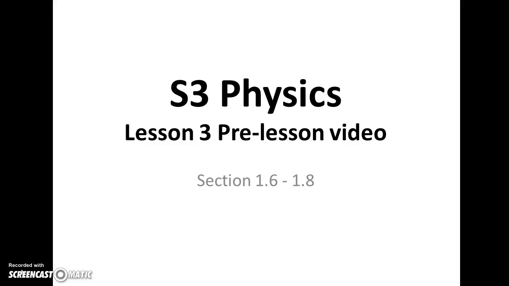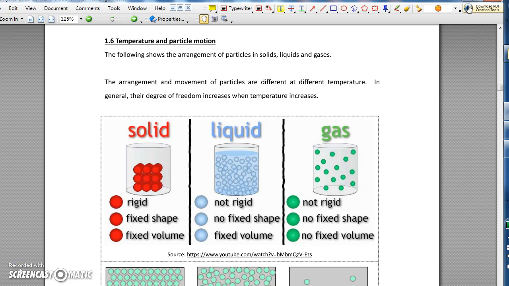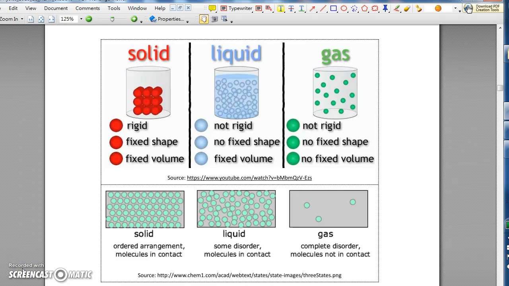Lesson 3, Section 1.6 to 1.8. 1.6. Temperature and particle motion. The following diagrams show the arrangement of particles in solid, liquid, and gas.